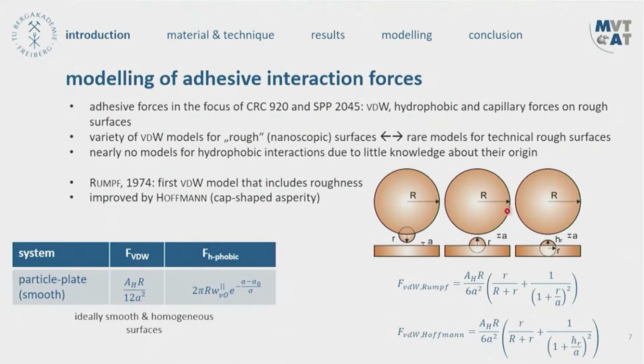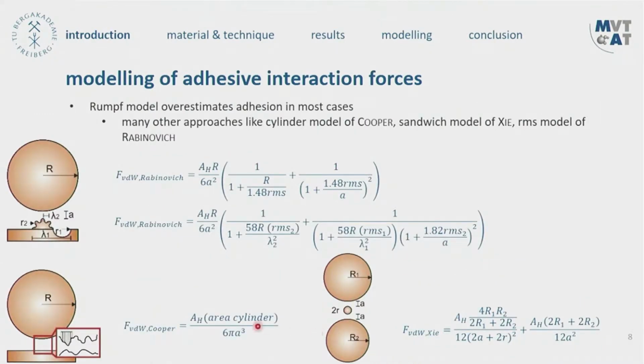Hoffman modified this a little bit by putting the roughness on the plate side. Going further, there are other models on the market, looking at the RMS value to describe the surface roughness, doing a kind of integration along the entire interface between a rough particle and a rough plate, or putting a particle between two particles of smaller diameter. All try to describe the surface roughness with certain geometric parameters. But in the end, what we get is one defined value for the interaction force.